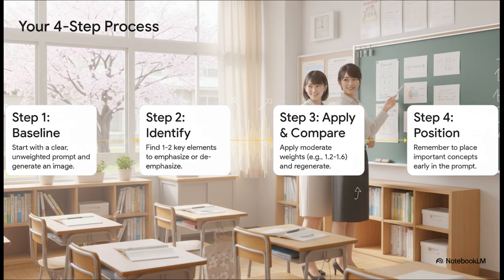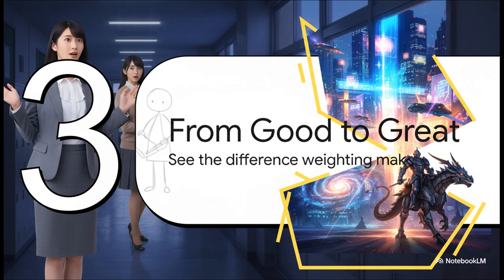And here's a pro tip. Always put your most important subject right at the start of the prompt. The AI naturally pays more attention to the beginning anyway. Combining that position with weighting, that's a true superpower. All right, enough theory, let's see this thing in action.